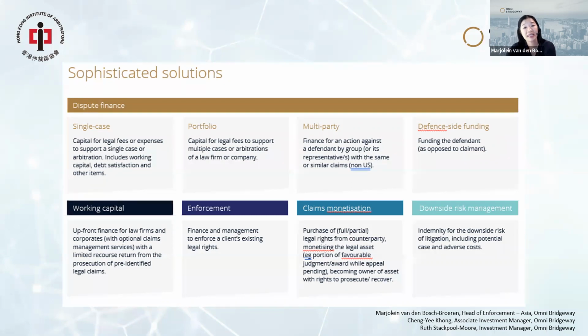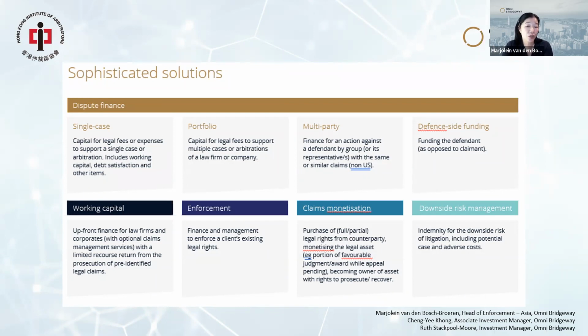We also provide in-house cover for adverse costs and security for costs, so that if our clients lose a case, we pay the costs ordered against our client. This is pretty unique to OmniBridgeway. Other funders will require clients to obtain external after the event or ATE insurance, which is quite expensive and also adds an additional layer of due diligence and complexity to the cases.